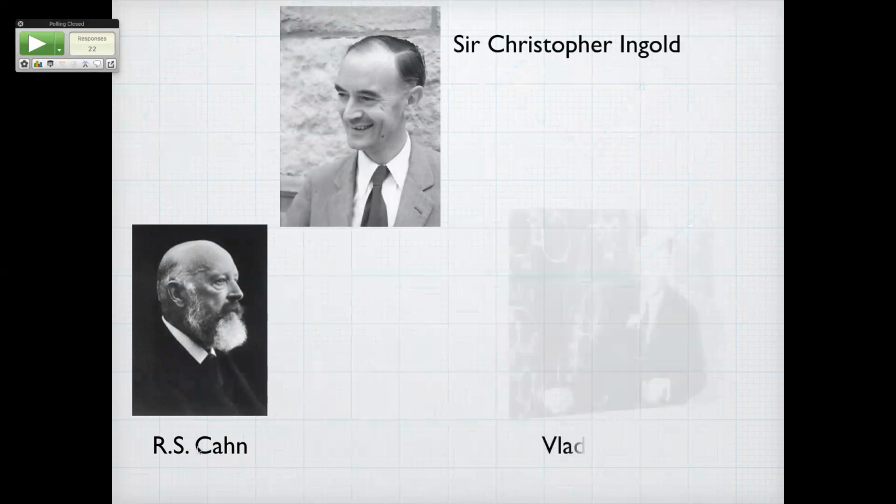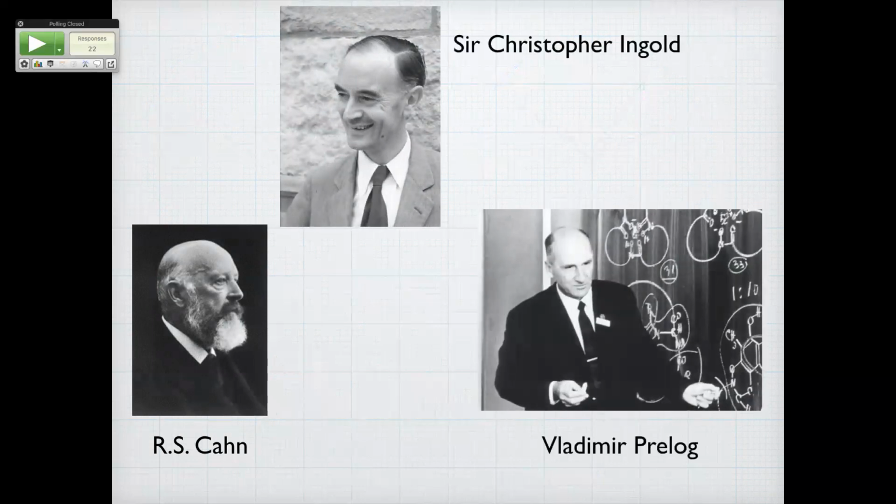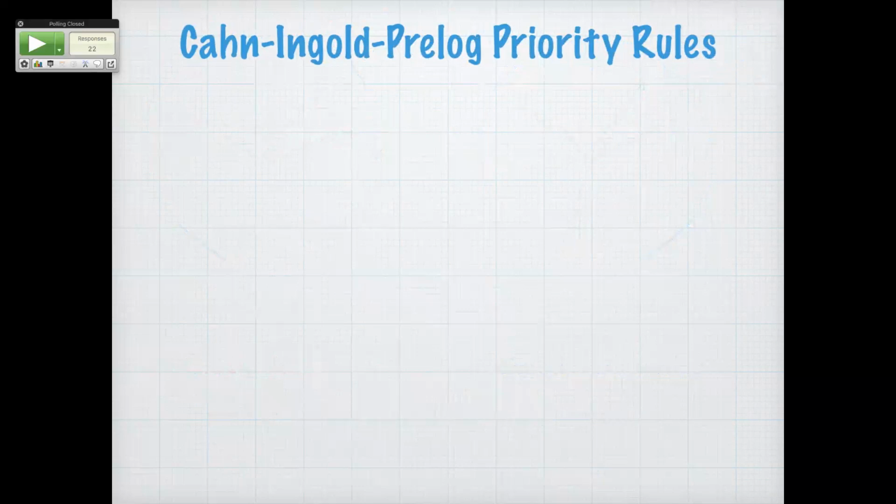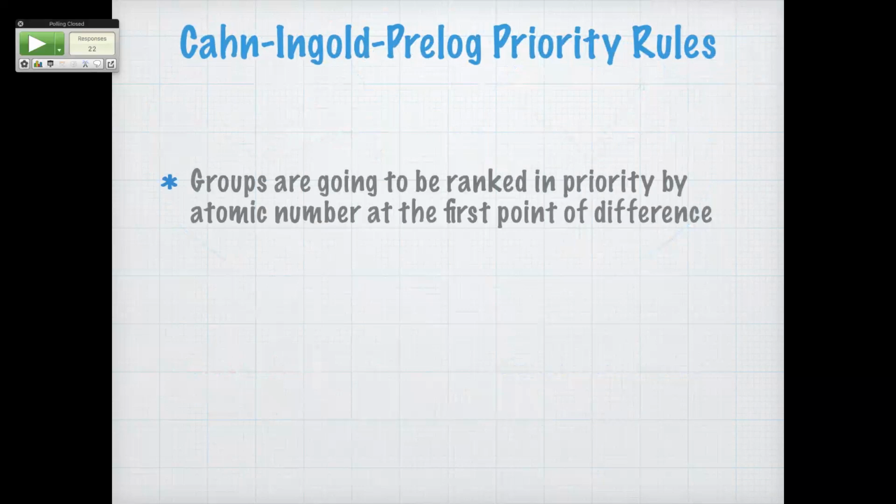Okay, the rules that we're going to use were developed by Cahn-Ingold-Prelog. Those are the guys. I didn't meet any of them either. And these are their priority rules. The groups are ranked in priority by atomic number at the first point of difference.